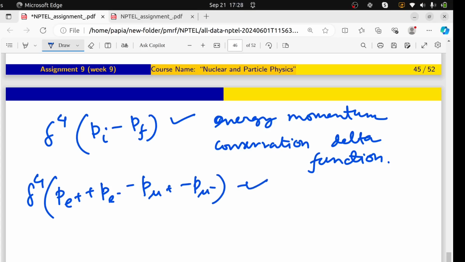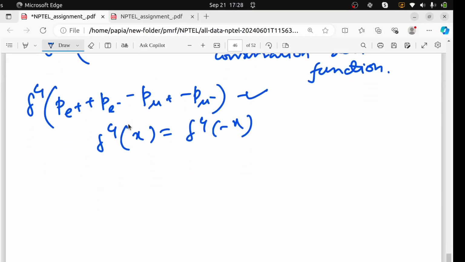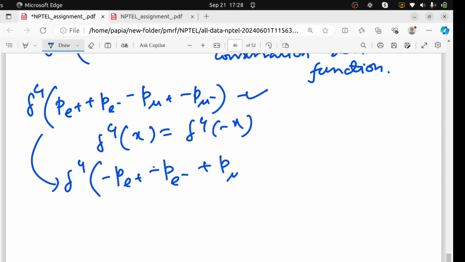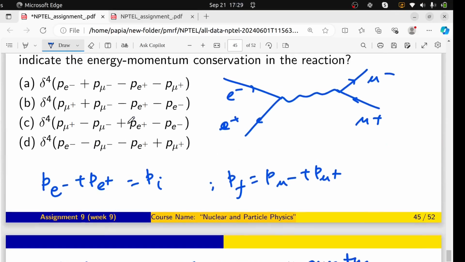But obviously we know that delta 4 x is equal to delta 4 minus x. So if I write it like that, then we can also write it as delta 4 of minus Pe plus minus Pe minus plus P mu plus plus P mu minus. These two are the correct ones because they are exactly the same, so these two are correct for energy momentum conservation in this reaction.